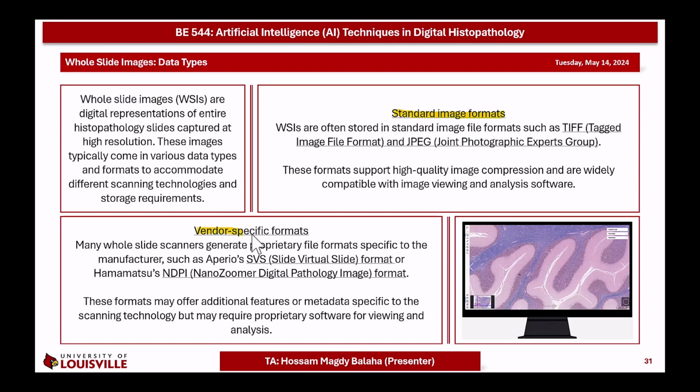The second one is called vendor specific format. Many whole slide scanners generate file formats specific to the manufacturer, such as SVS or NDPI, and so on. The most commonly used one is SVS, or Scan Virtual Slide. These formats may offer additional features or metadata specific to the scanning technology, but they require specific software to view and analyze the whole slide image. So here you can download or get a whole slide image in a JPG or TIFF format, or any specific type such as SVS.